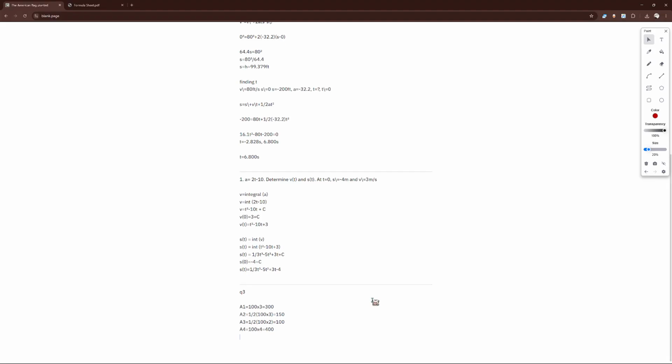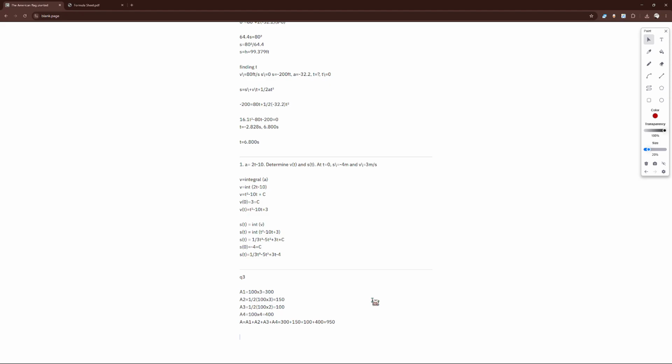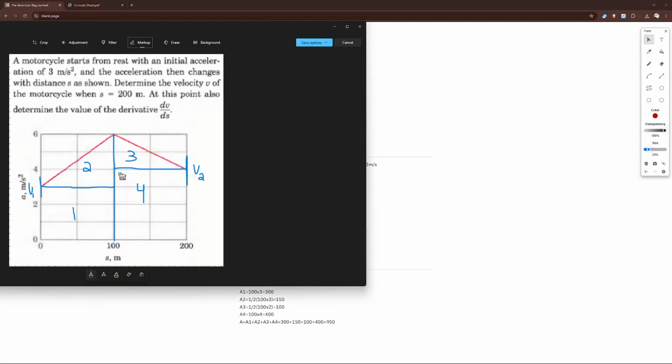So those are all the areas. And now we just sum them together. So we're just going to call this A is equal to A1 plus A2 plus A3 plus A4, which is equal to 300 plus 150 plus 100 plus 400, which is equal to 950. Okay, so that is our total area. And now we need the area under the a-s graph, which we also need to find the derivative at the point, but that's whatever.